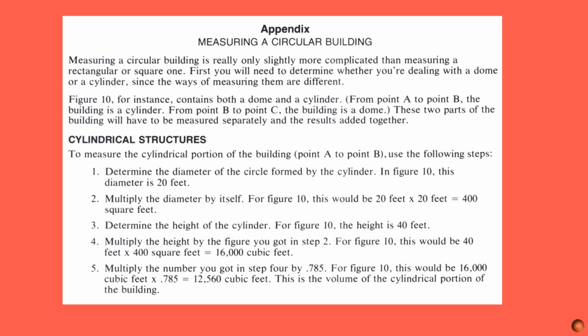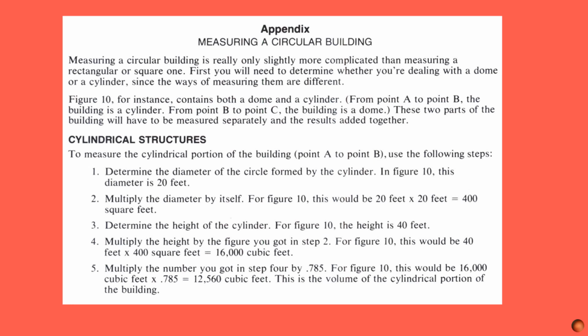Cylindrical structures. To measure the cylindrical portion of the building, point A to point B, use the following steps. 1. Determine the diameter of the circle formed by the cylinder. In Figure 10, this diameter is 20 feet. 2. Multiply the diameter by itself. For Figure 10, this would be 20 feet times 20 feet equals 400 square feet. 3. Determine the height of the cylinder. For Figure 10, the height is 40 feet. 4. Multiply the height by the figure you got in Step 2. For Figure 10, this would be 40 feet times 400 square feet equals 16,000 cubic feet.